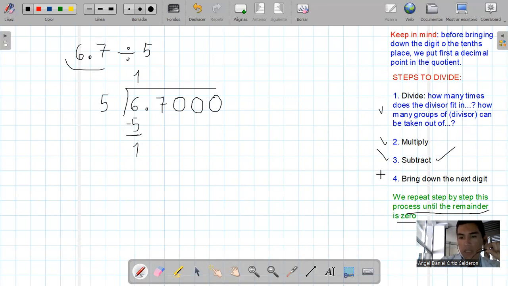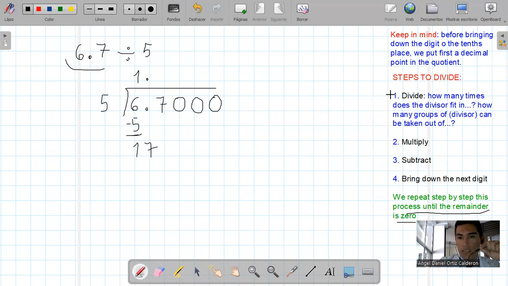Now we have to bring down the next digit. What is the next digit? It's the number 7. But remember, the 7 is in the 10th place. For doing so, we have to put a decimal point in the quotient, and then we are allowed to bring down the 10th digit. Well, now, that was the fourth step.